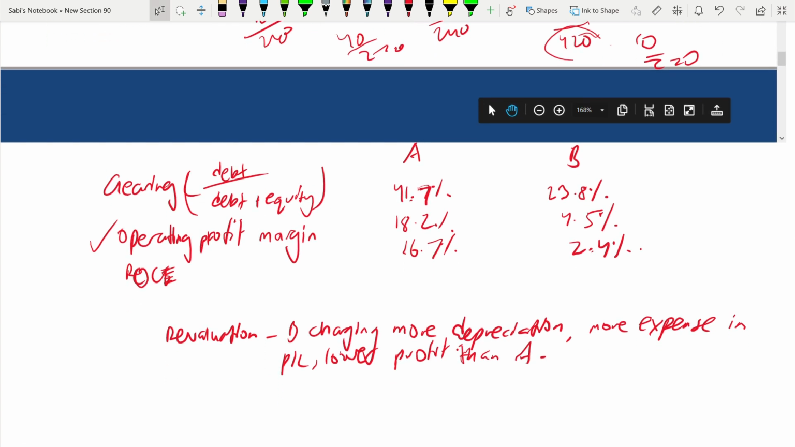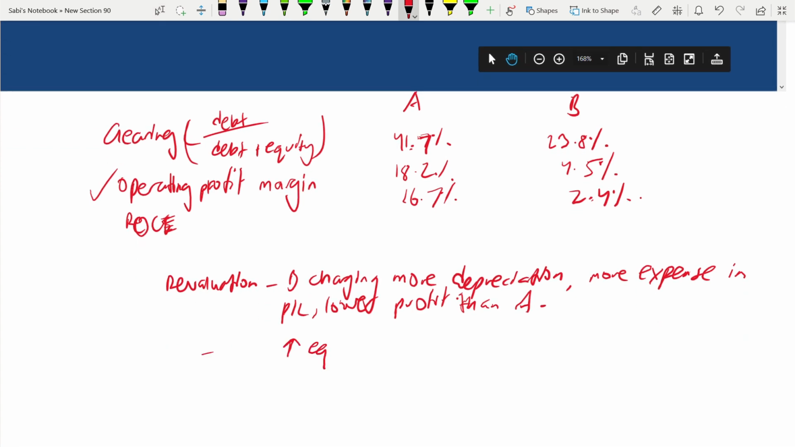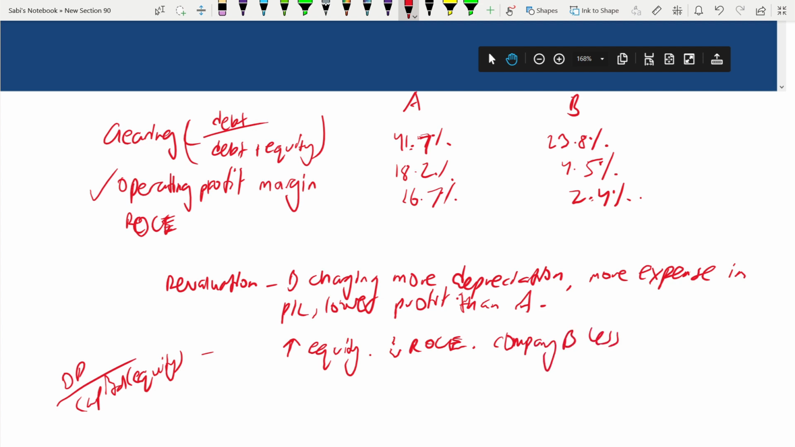Coming to the next, revaluation. Because of revaluation, increased equity. This is B's, I'm talking about only B. So B has increased equity. So because of the increase, it reduces its return on capital employed, because your denominator increases. See, ROCE is operating profit divided by capital. This capital includes equity also. So the higher the equity, the denominator value goes up and your answer goes down. Try it and see with any number. So it makes company B less efficient than company A.